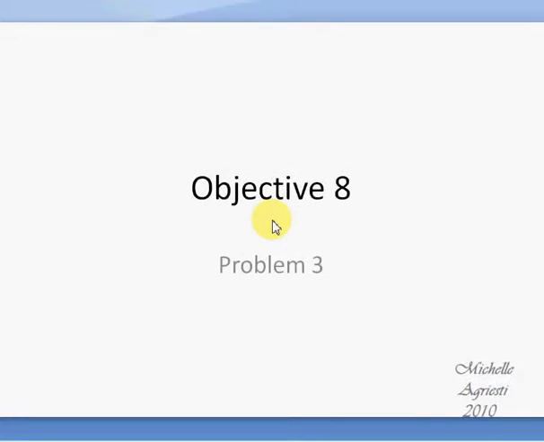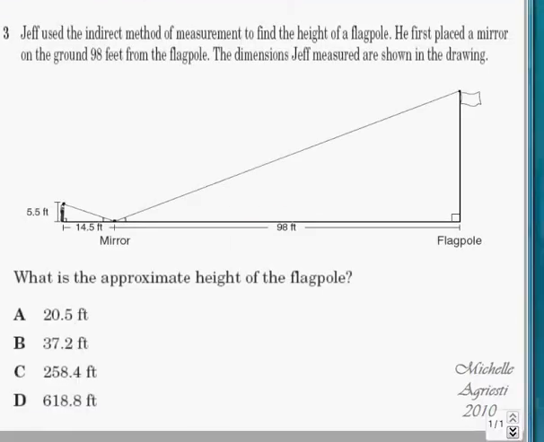This is the third problem from Objective 8. Jeff used the indirect method of measurement to find the height of a flagpole. He first placed a mirror on the ground 98 feet from the flagpole. The dimensions Jeff measured are shown in the drawing.